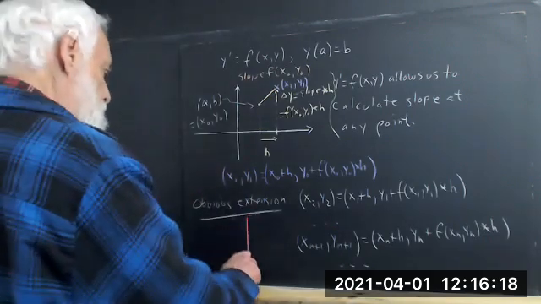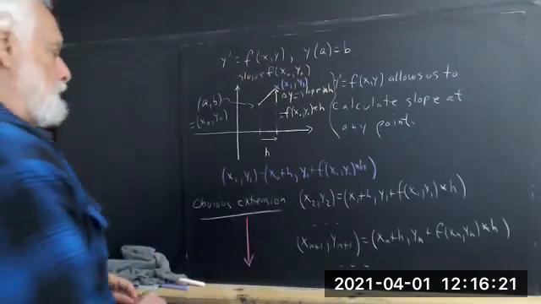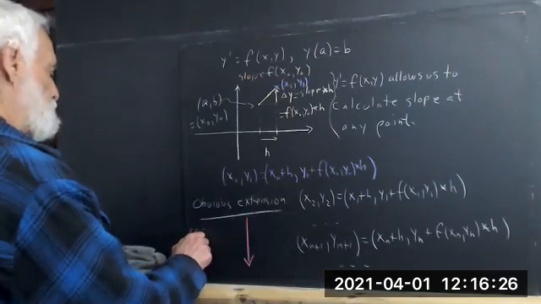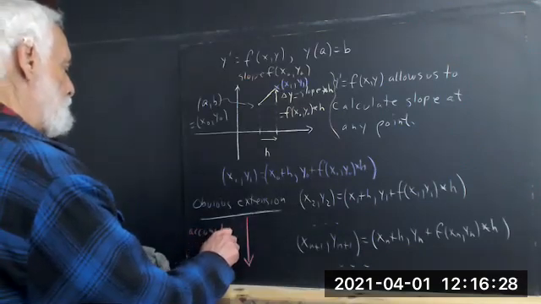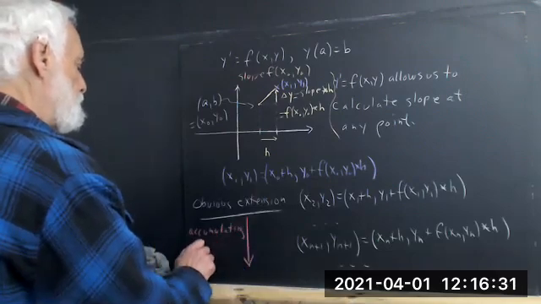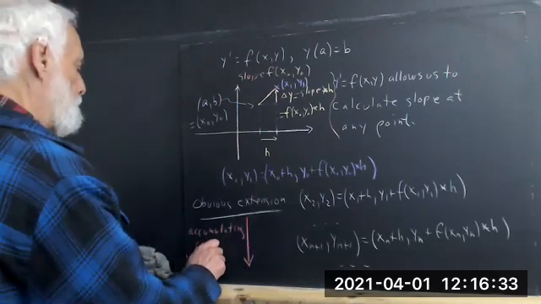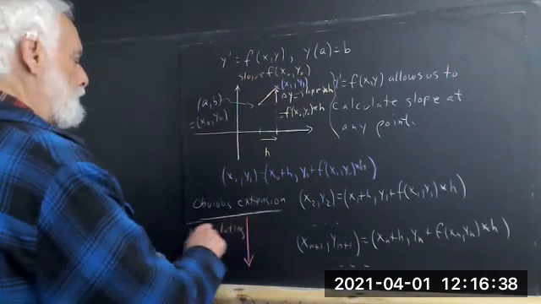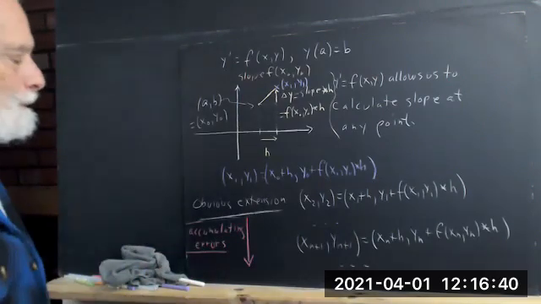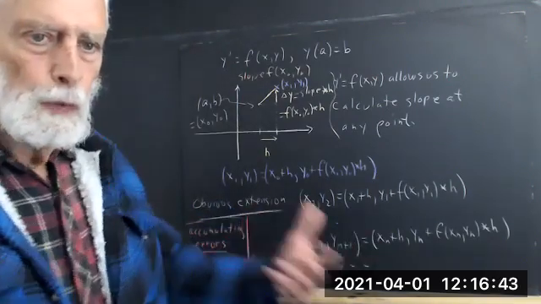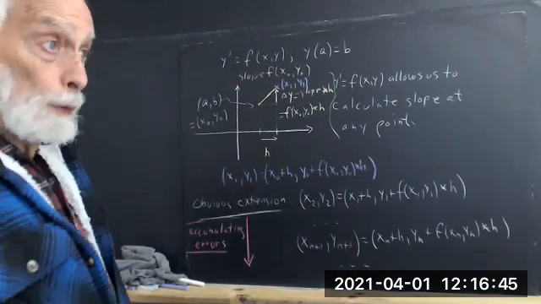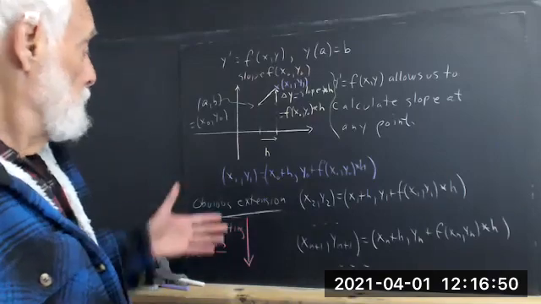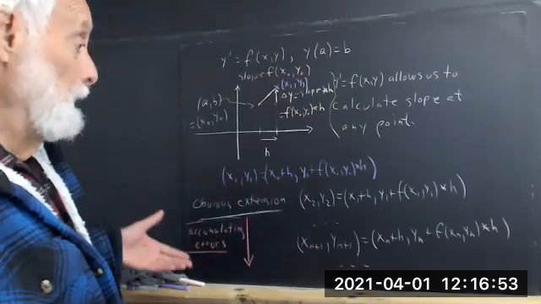As you go through this process, you tend to have accumulating errors. And it's in analyzing these errors and the values of h that you need to get a reasonably accurate solution, whatever reasonably accurate might be in a given case. You want to keep these errors within bounds.